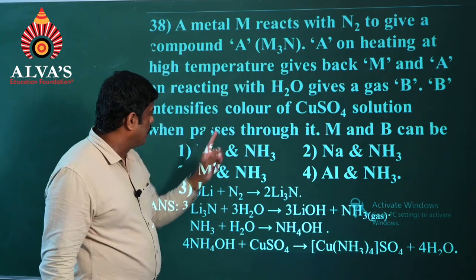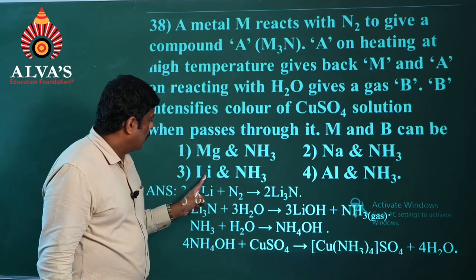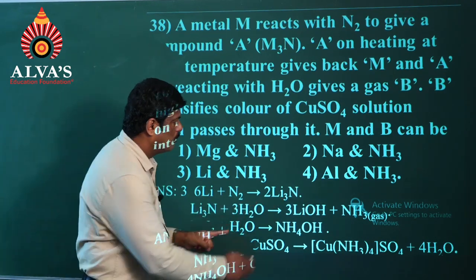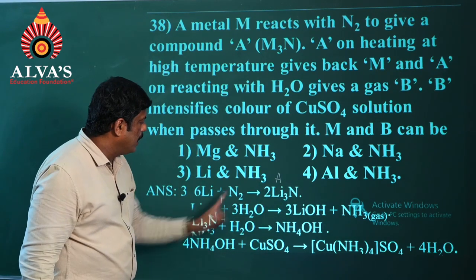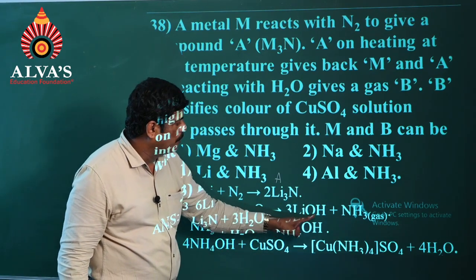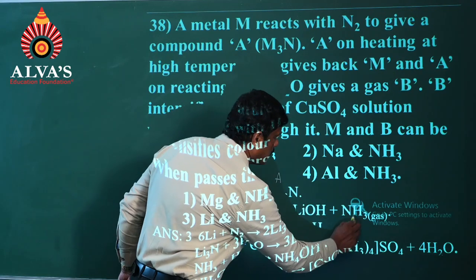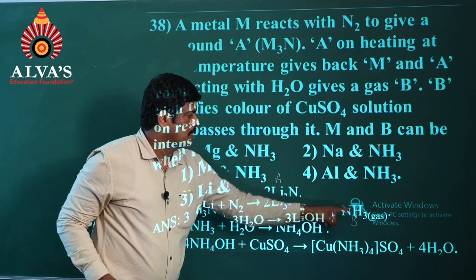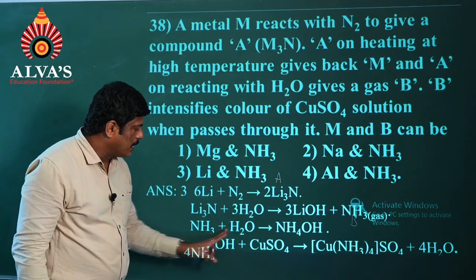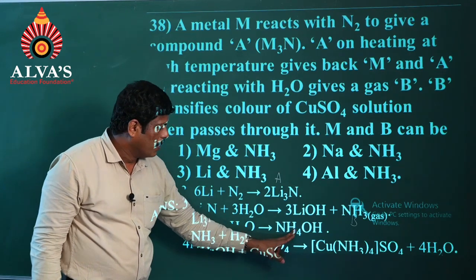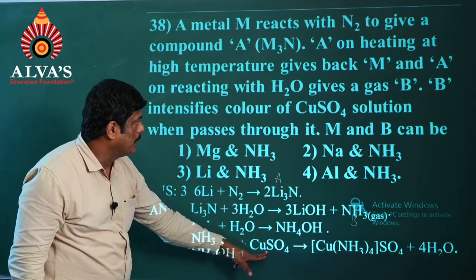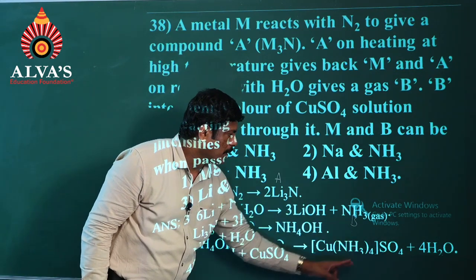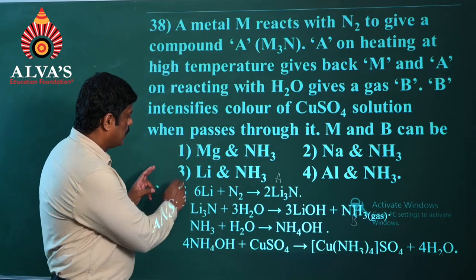The M3N compound can be given only by lithium and sodium. But if you consider lithium, it reacts with nitrogen to form Li3N. Now consider this as A. When A is treated with water, it gives LiOH and NH3. NH3 is a gas, so that gas is B. When ammonia is treated with water, it gives ammonium hydroxide. When ammonium hydroxide is treated with copper sulphate, it gives cuprammonium sulphate. It is a deep blue color. Hence, we can go for the third option.